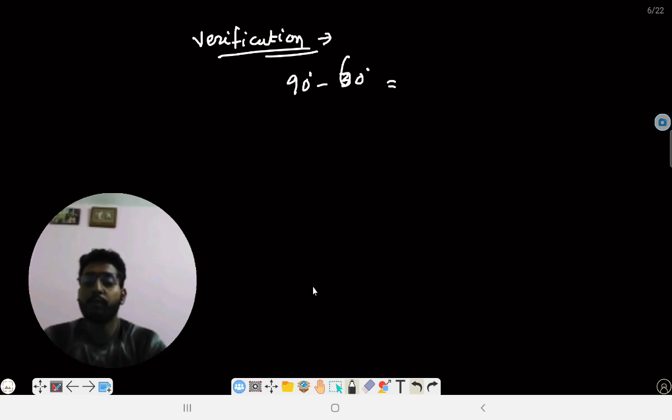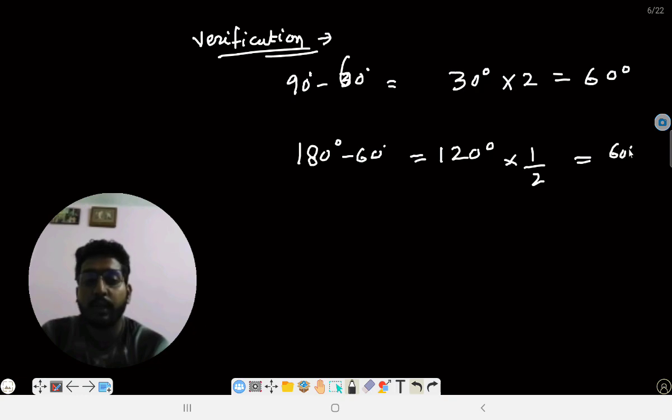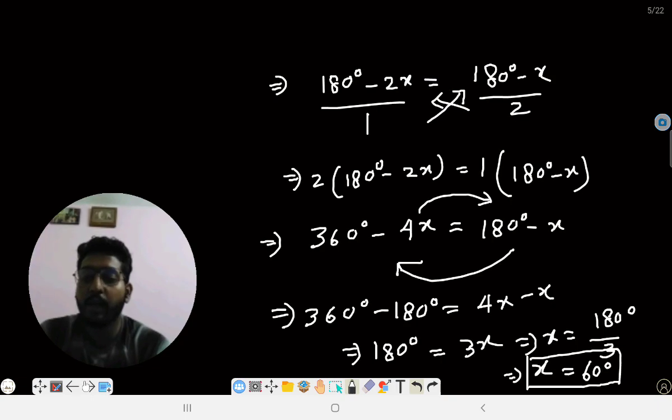Now how to check? First it is given the complementary angle. So 90 minus 60, the complementary angle is 30 degrees. And what is the supplementary angle? 180 degrees minus 60 degrees, that is 120 degrees. Now in the question it is given double of the complementary angle, that means 30 degrees into 2 equals 60 degrees, which is equal to half of the supplementary angle. Half of 120 is also 60 degrees. Now you can see those are equal, so that means my answer is correct. So the angle will be 60 degrees. Up to this you have to write.